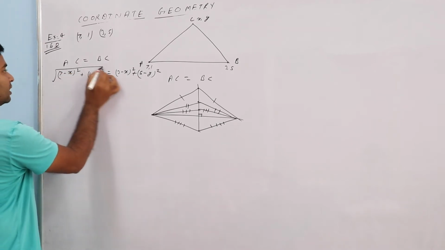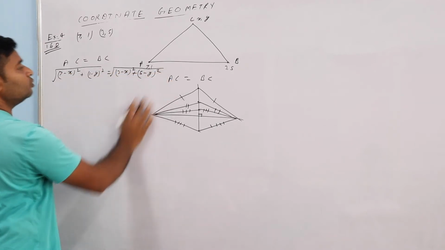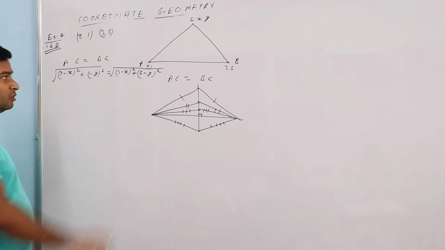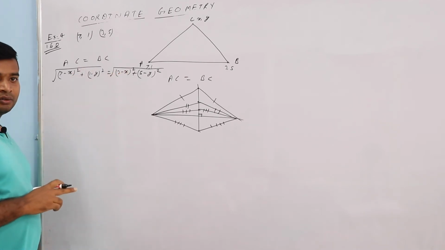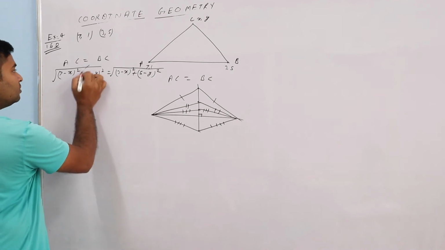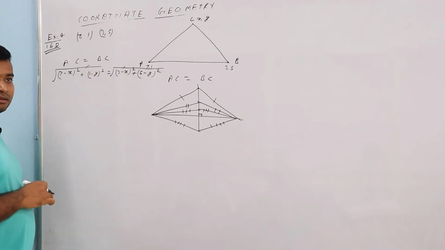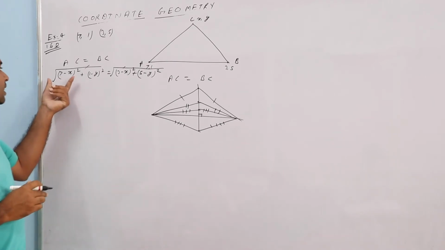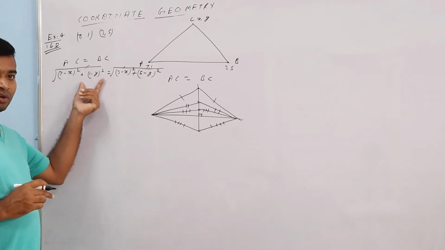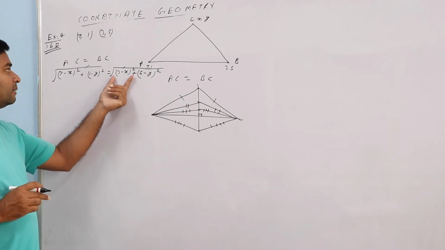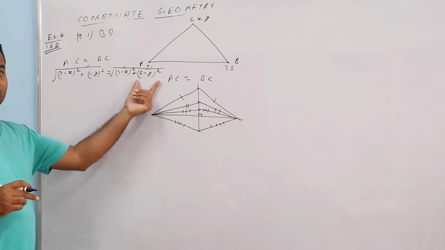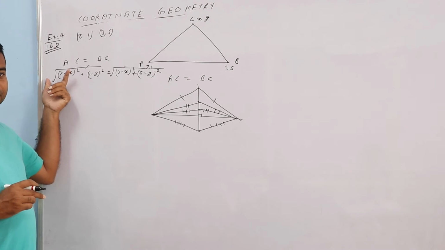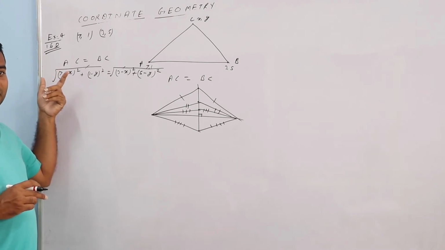That too, here root and here also root. True? Now both sides have a root, so root and root will be cancelled. Now what remains is 7 minus x whole square, 1 minus y whole square. Correct? And here 3 minus x whole square, here 5 minus y whole square. So how will you open this? By applying the a minus b whole square formula.